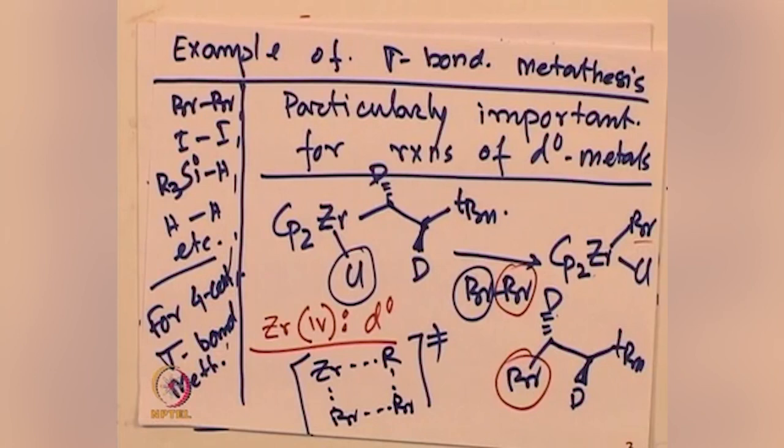If you look back at the product once again, the organic fragment is retaining the configuration. So retention of configuration is one of the most important features of the sigma bond metathesis reaction. There is no change in the formal oxidation state of the metal. Of course, it is a d0 metal center, zirconium 4 plus, so there is no oxidation state change. Since this change is not possible, the oxidative addition and reductive elimination sequence is not likely in this case. The only option left once again is sigma bond metathesis.